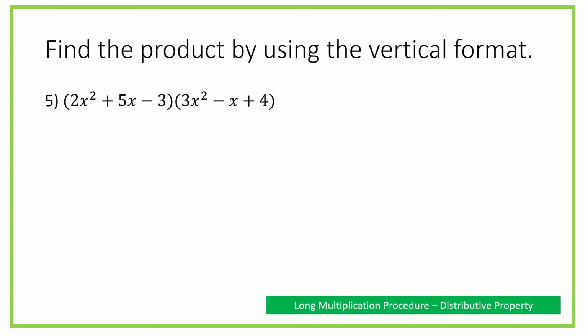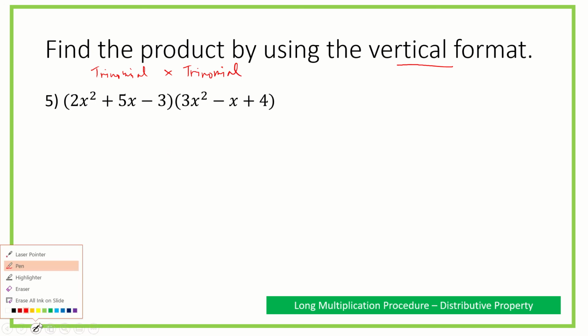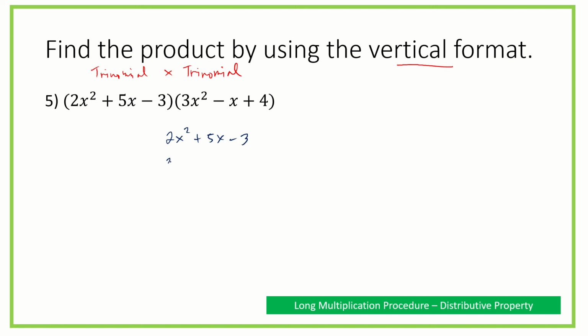Okay, let's have number 5. This time, we're still asked to use the vertical format to figure out the product of our trinomial 2x squared plus 5x minus 3 times the quantity of our 3x squared minus x plus 4, which is also a trinomial. So, we do the same thing. We copy first. So, 2x squared plus 5x minus 3. Then 3x squared minus x plus 4.